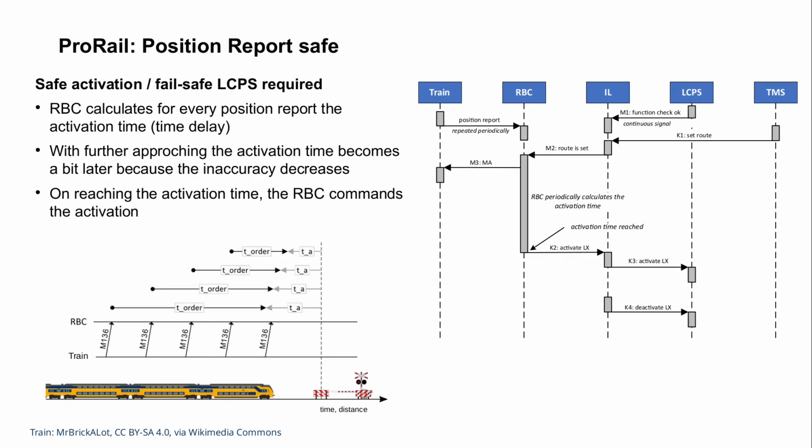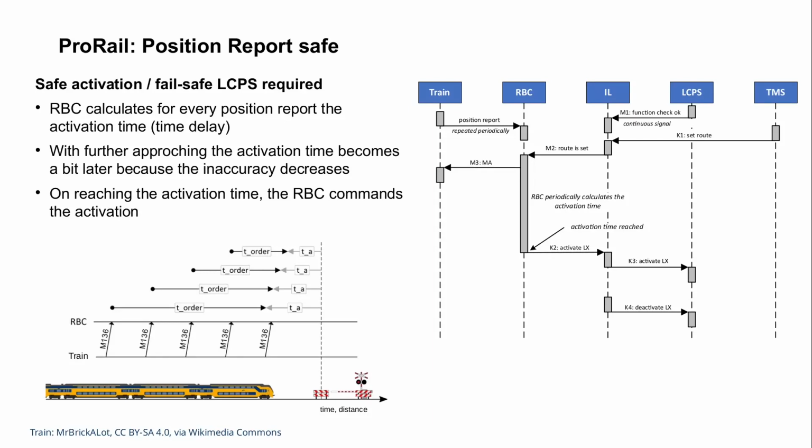From this, the RBC subtracts the minimum running time projected for the level crossing and obtains the remaining time until activation. In the graphic on the left, this is labeled T-order. When T-order has expired, the RBC commands the activation. The calculation is repeated with every position report. Because of the decreasing uncertainties, the activation time is always slightly later.